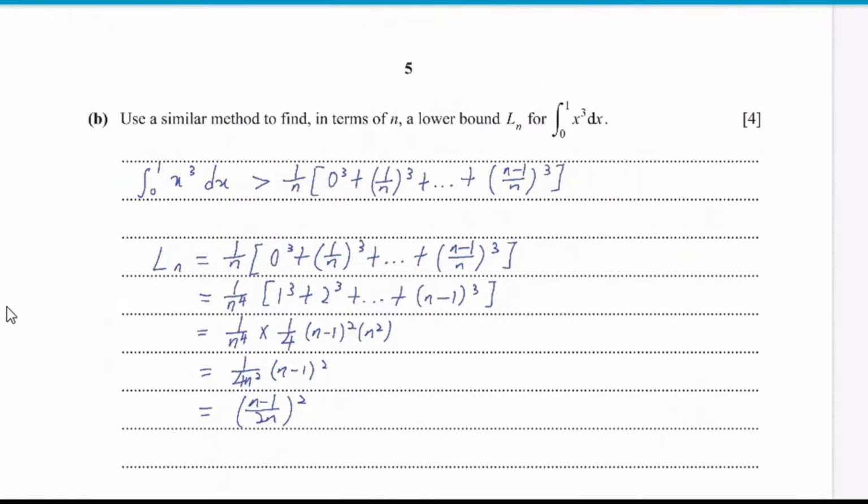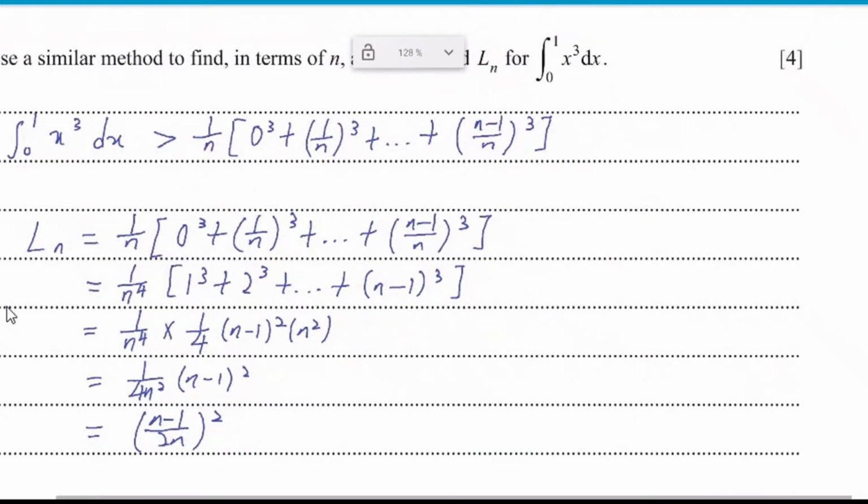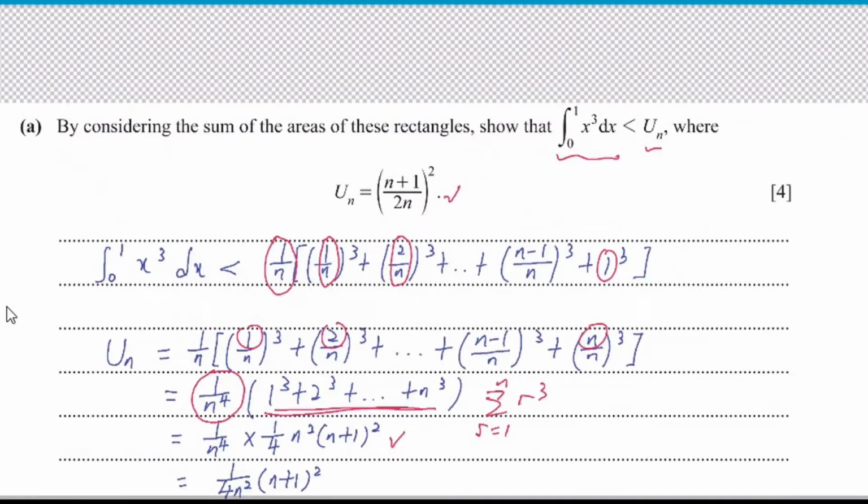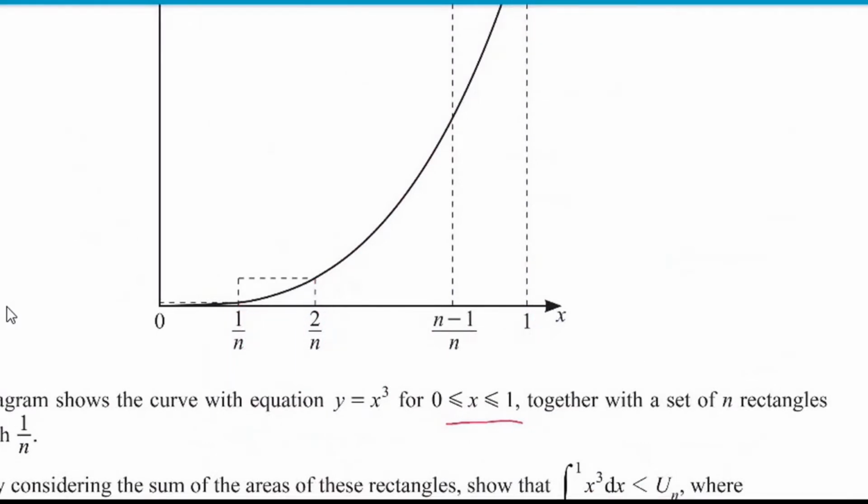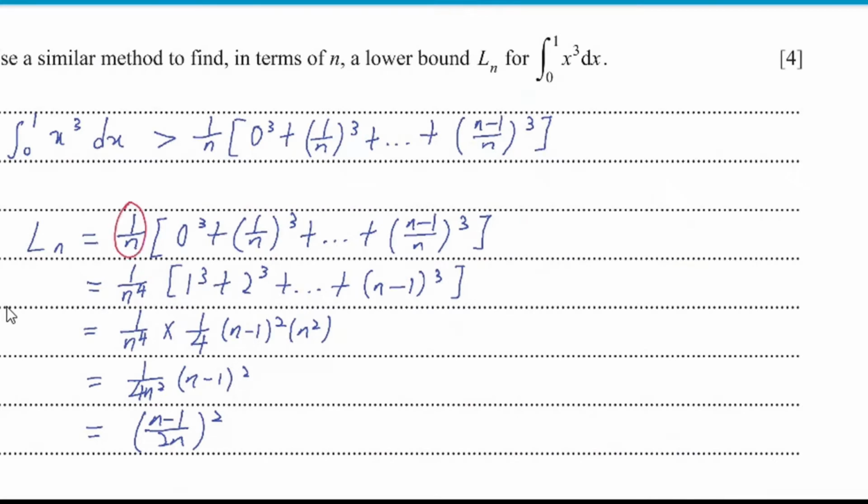The similar idea would be applied to find the lower bound. For the lower bound, we have to make the rectangles shorter. So the first rectangle will have the height which is 0. The second rectangle will have the height when x is 1 over n. And the last rectangle will have the height when x is n minus 1 over n. We do the similar thing, so we use the width multiplied by all the heights. The first height starts with x equals 0, the next height is when x equals 1 over n, and the last height is when x equals n minus 1 over n.